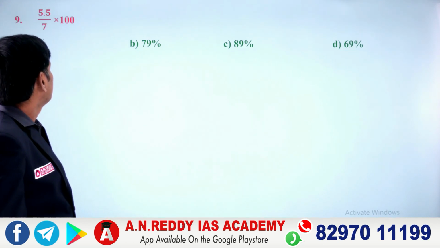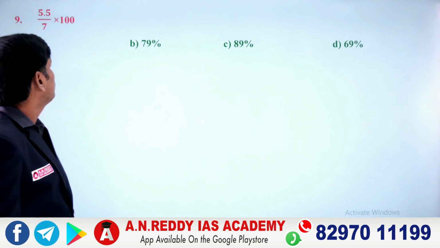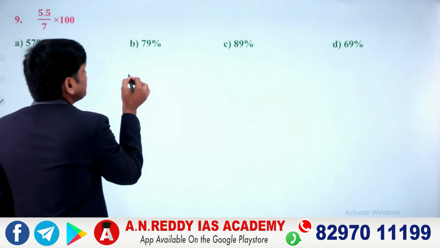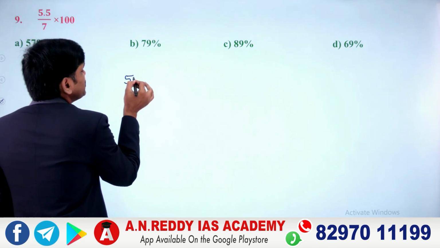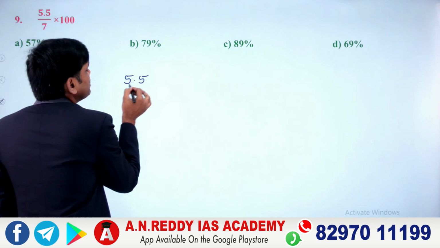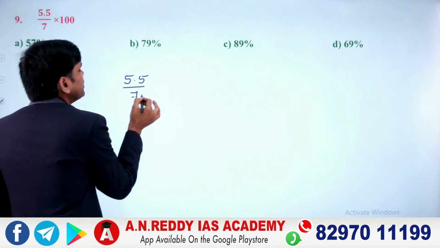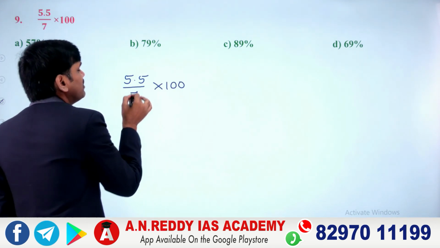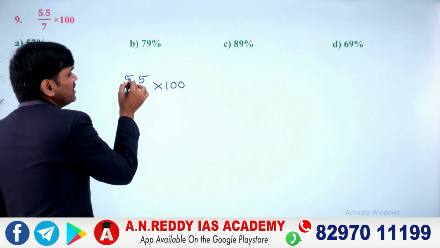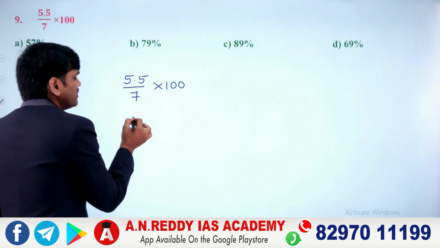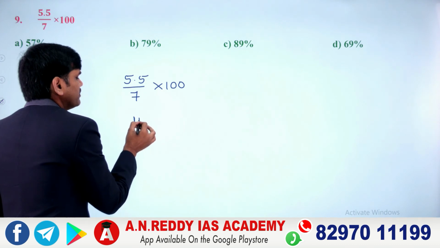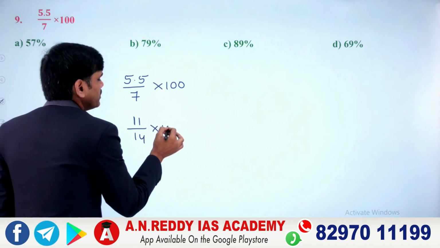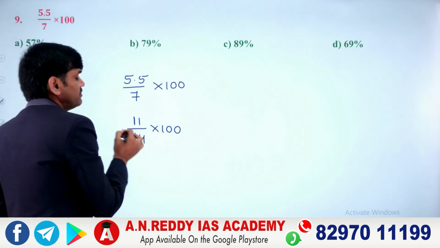Next, problem number 9. 5.5 by 7 into 100. In this type of situation, when you have decimals, if there is any possibility, you simply go like this. If at all you are having 5.5 here, doubling both will make them round figures. Double this as well as this. That will give you how much, dear? 11 by 14 into 100. So handling this will become easy for you.